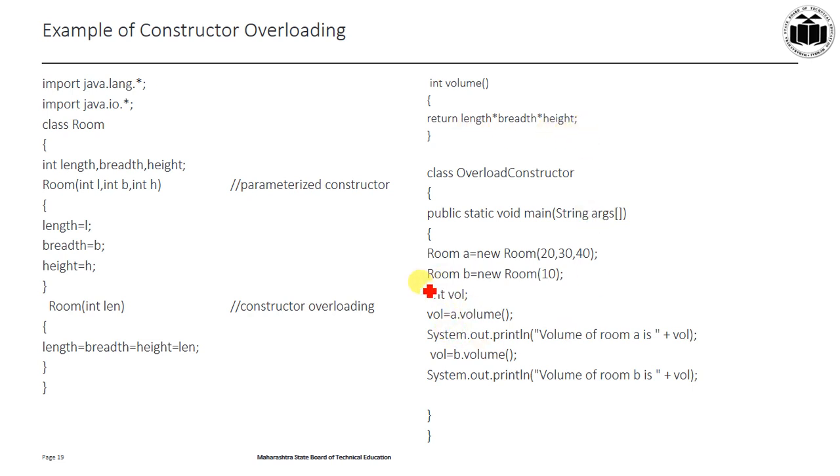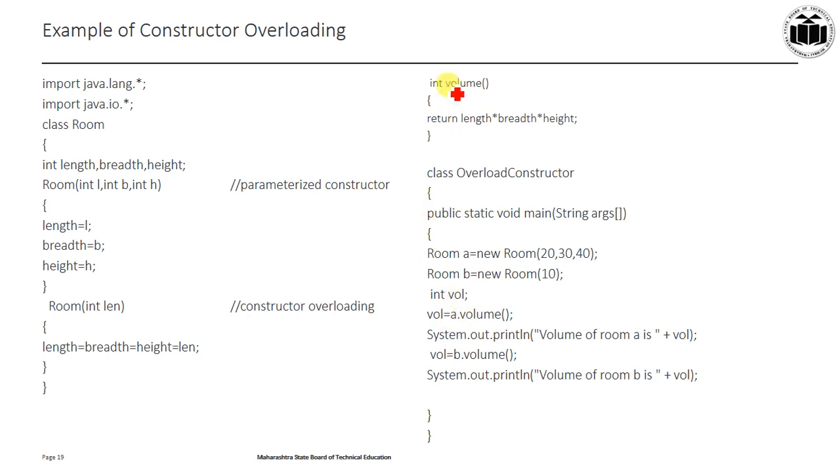After that, we create another object, that is b. It is for the second constructor. Now here, as a parameter, we pass only one value. So we write 10. So 10 is assigned to length. And then we will initialize one variable, that is vol.